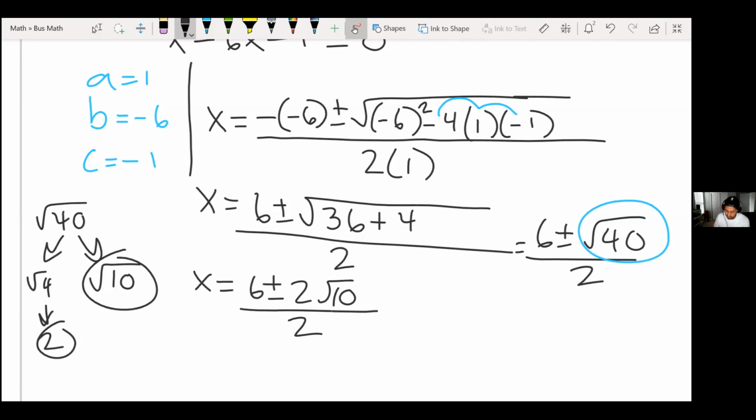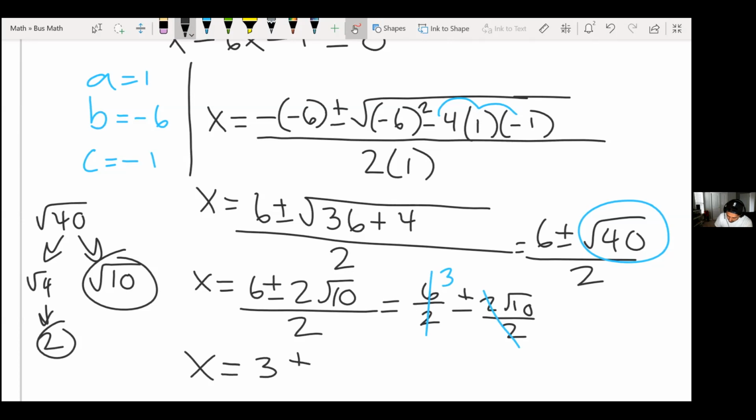So what I'm going to do is just separate it into 2 fractions. I'm going to make this 6 over 2 plus or minus 2 square root 10 over 2. And now, 6 over 2 becomes 3. And 2 square root of 10 over 2, your 2's cancel. So our final answer is x equals 3 plus or minus the square root of 10.